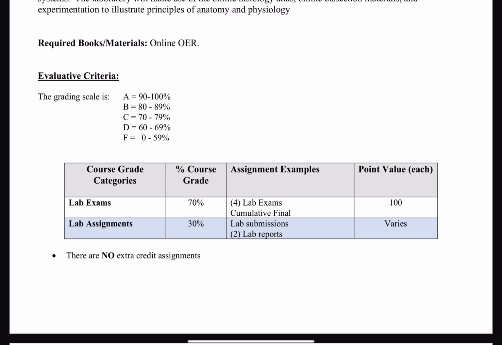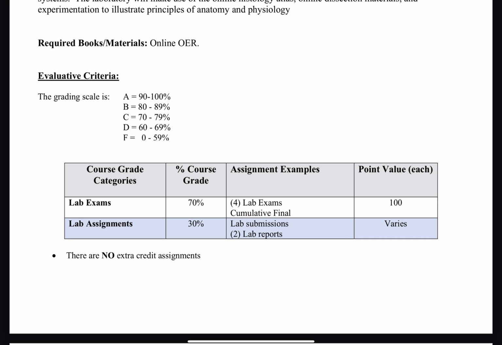So there's 5 total exams. At the end of the semester, after the cumulative final exam closes, I will drop your lowest exam grade. After you've taken your first 4 lab exams, if you have an A in the class, you can opt not to take the cumulative final. A 0 will go in temporarily until I implement the lowest grade drop.